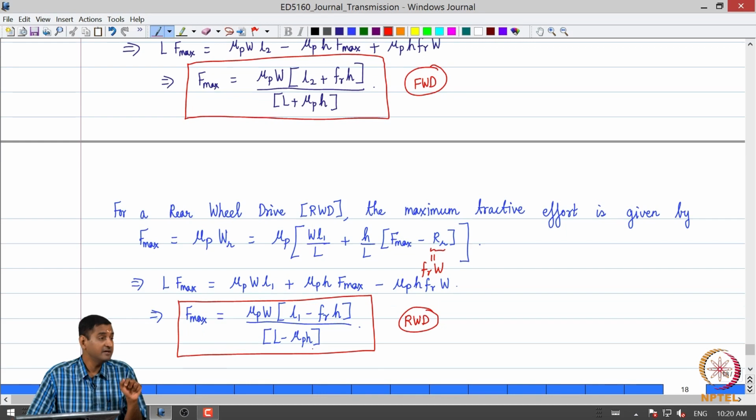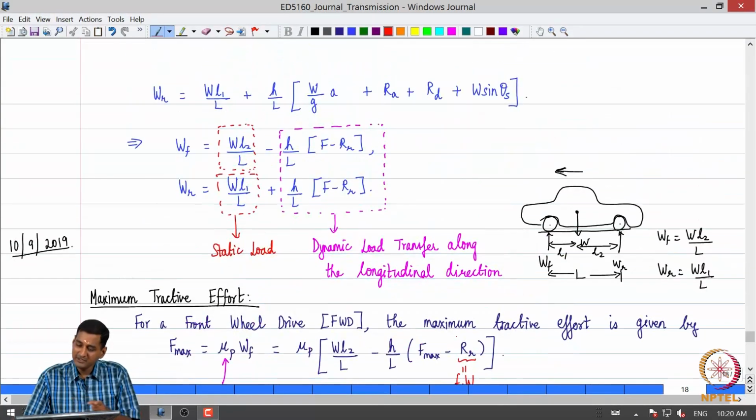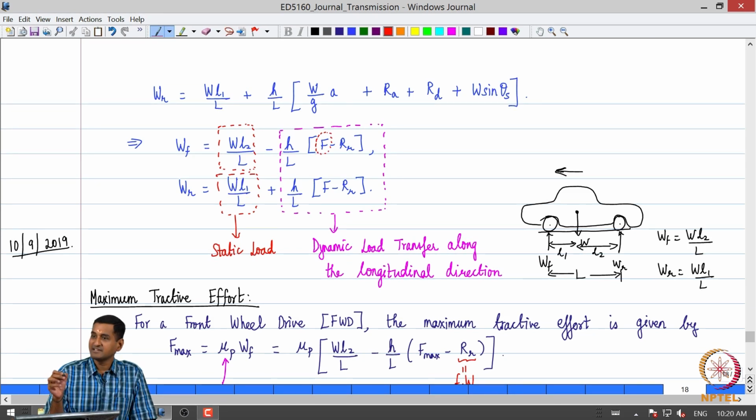Now, why are we getting this effect? Because of dynamic load transfer. See, from where did this mu p h come? It came from here. When we substituted for F max as mu p times W, we essentially had mu p h and minus mu p h appearing in the denominator for the two drive configurations.